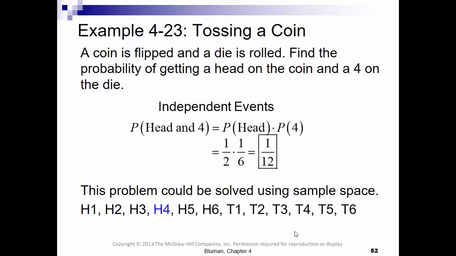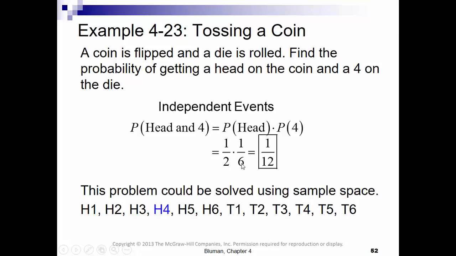A coin is flipped and a die is rolled. Find the probability of getting a head on the coin and a 4 on the die. Well, a head is 1 out of 2. It's either heads or tails, so it's one outcome out of a possible 2. On a die, it's 1 out of 6.